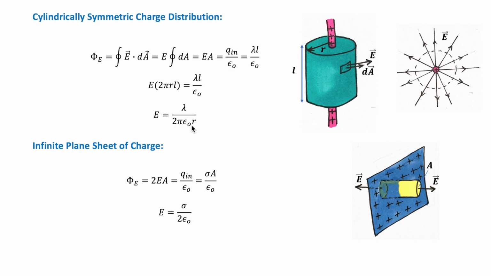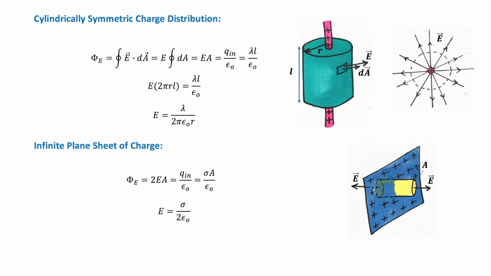You can also use Gauss's law to find the electric field inside a uniformly charged rod, and you can also see that it is directly proportional to r. Okay. So we will now discuss the electric field due to an infinite plane of positive charge that has a uniform surface charge density sigma.